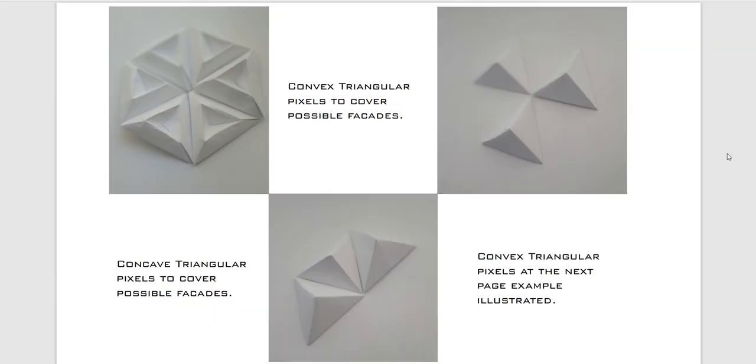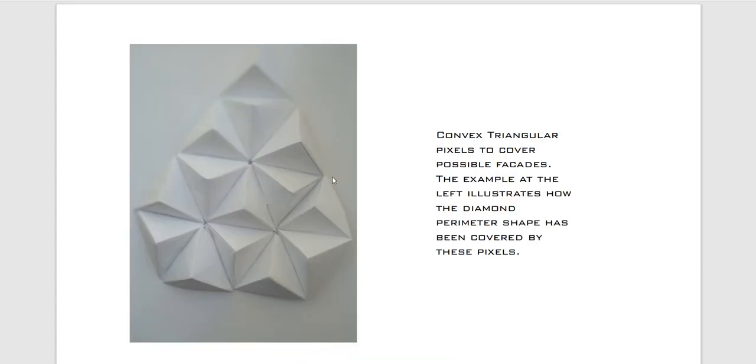Okay, guys, in this chapter I'm trying to show some of my extra skills in making origami shapes from paper. As you can see: convex triangular pixels to cover possible facets, concave triangular pixels to cover possible facets, convex triangular pixels on the next page, example illustrated. You see, guys, I am working with them also, so it's all like this.